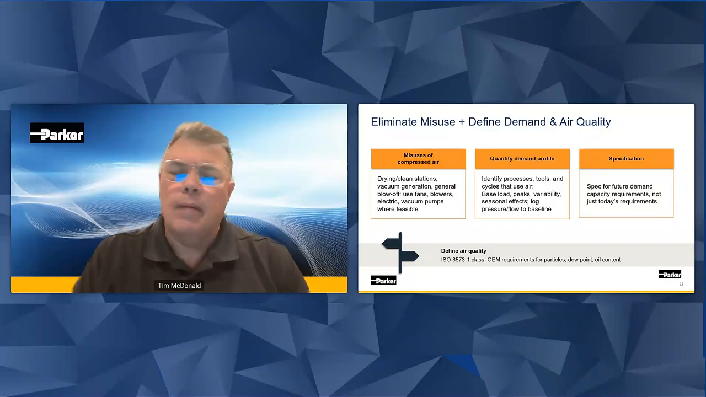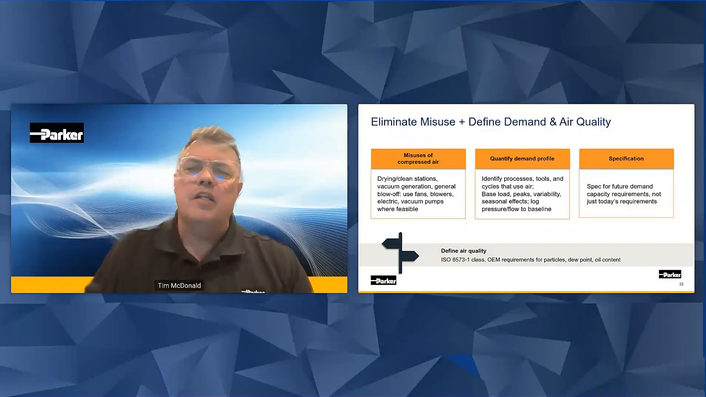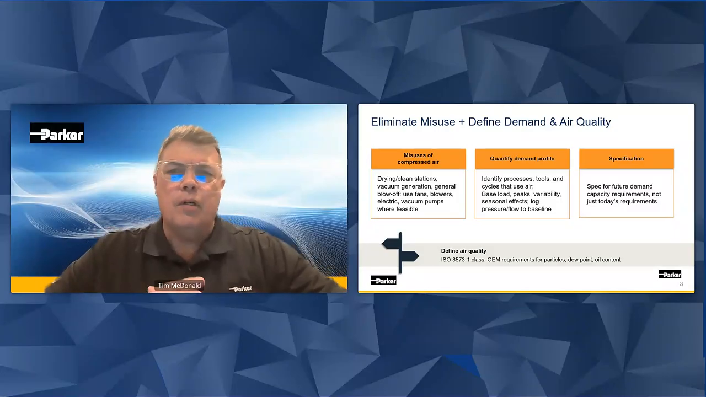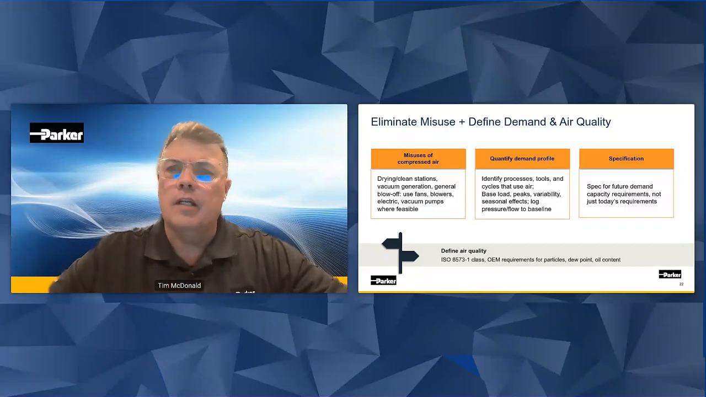And you also want to remember, when you're specifying pipe, consider future demand capacity requirements. Jody touched on that a little bit, but it's important to think about what the future state of the facility is going to look like.